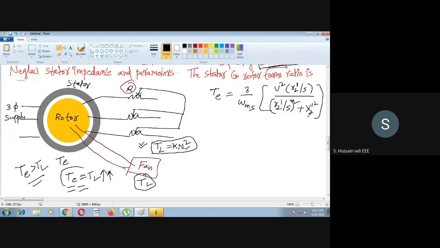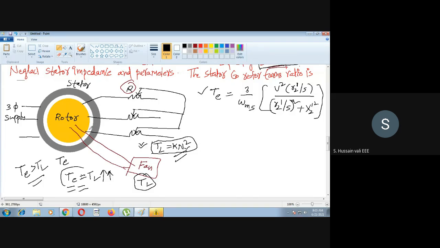So this is the electromagnetic torque, whereas the load torque is this equation: TL is equal to K n square. Immediately your electromagnetic torque will be developed, and you can find out its value using this equation. Now the load torque is zero. So then what do you find?